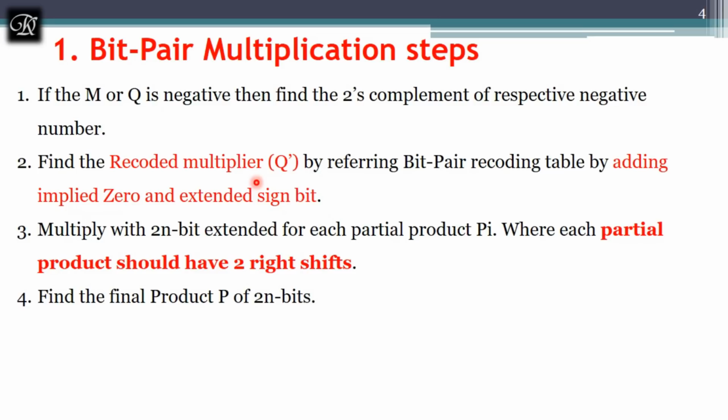And the second change is, after every partial product, we have a habit of shifting 1 bit towards the left. But here, we have to shift 2 bits. That is one more thing: we have to shift 2 bits in each partial product. These two are the changes you have to remember, and the rest is similar to the Booth algorithm.